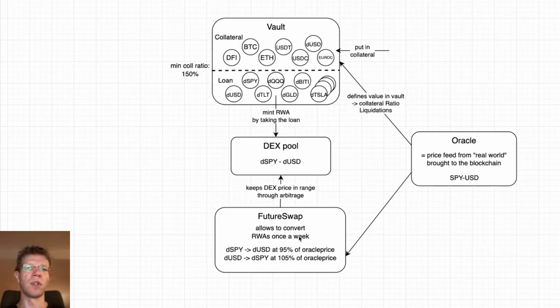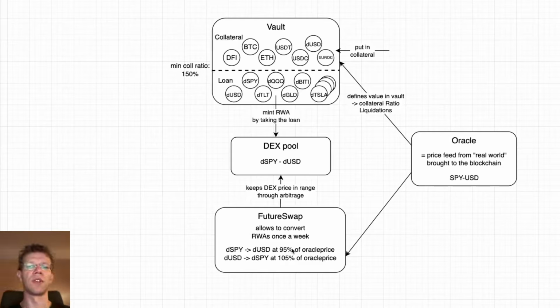And the future swap does that because it allows you to convert real world assets once a week. And convert really in terms of you can put in SPY and get out the USD, and the swap basically burns the SPY and creates the USD, or the other way around. If you put in the USD and get out SPY, it burns the USD and creates the SPY. It does that at the 5% range and only once per week.